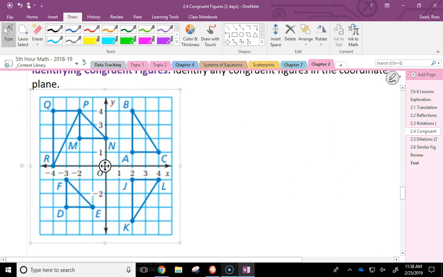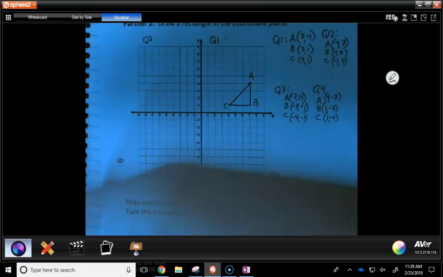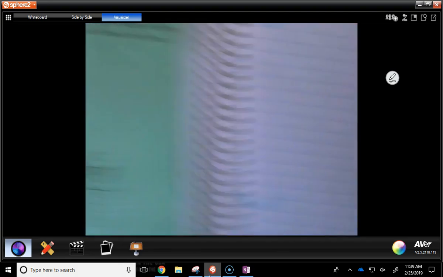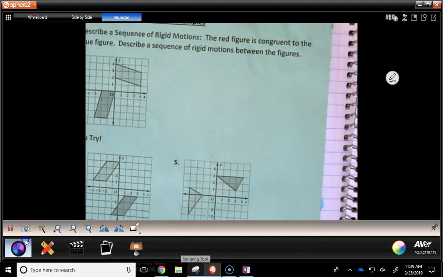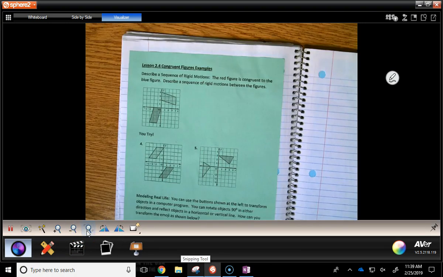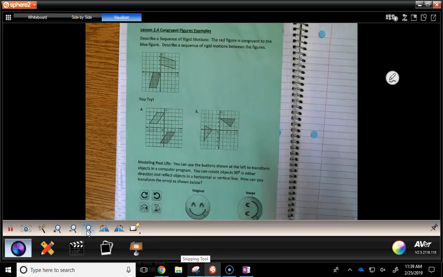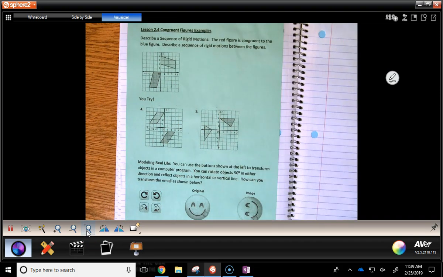I'm going to go ahead and I want everyone to turn in their notebook to 2.4. If you would turn to 2.4 in your notebook, 2.4, please.